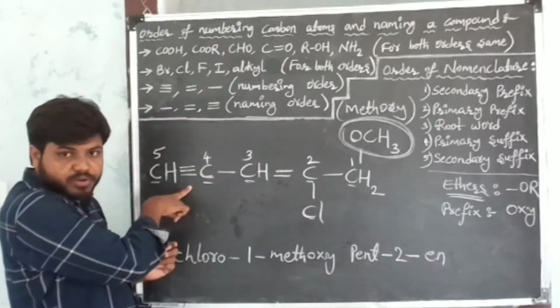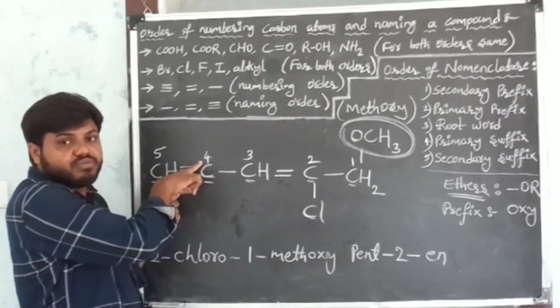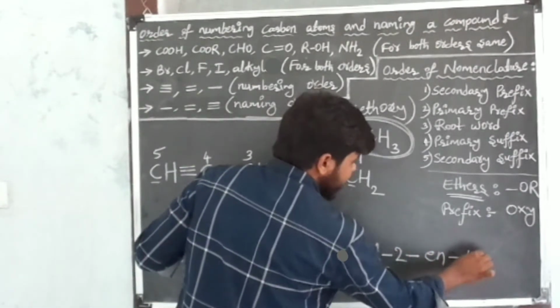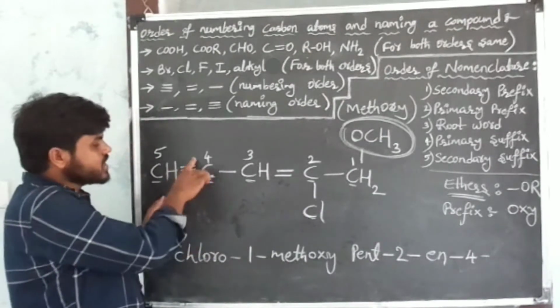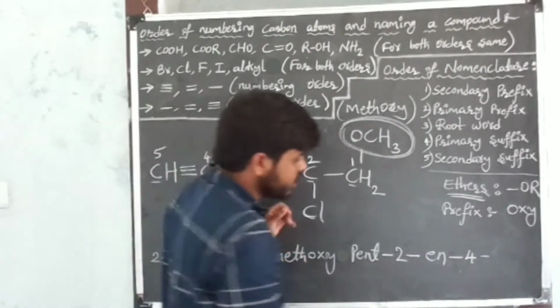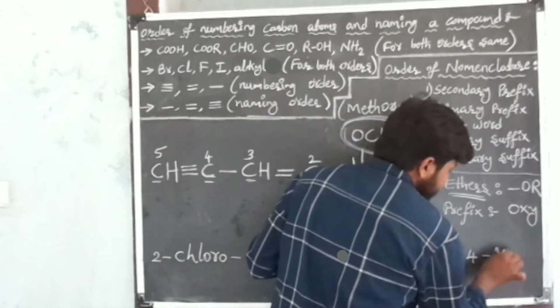Now take the triple bond. The triple bond position is what? 4. First write the position. After writing the position, the suffix of the triple bond is what? Yne. The suffix of the triple bond is yne. Okay, I am writing the suffix.